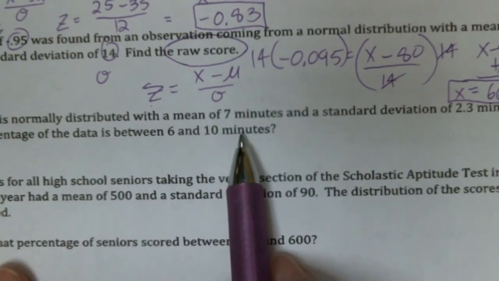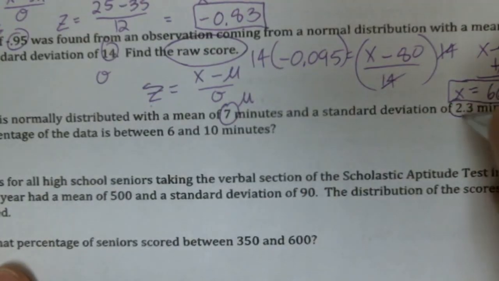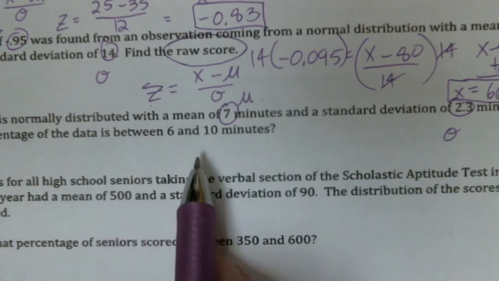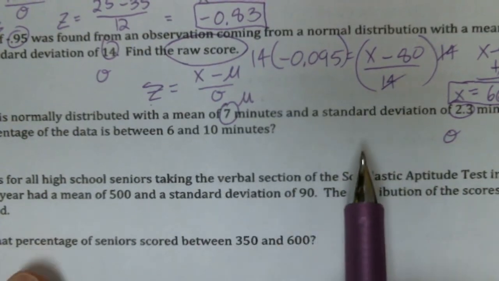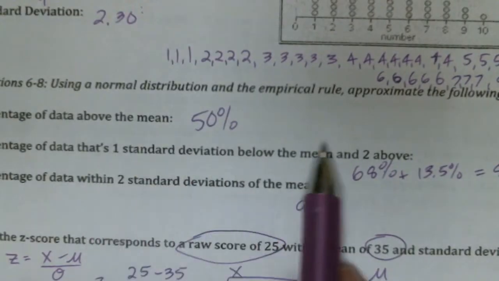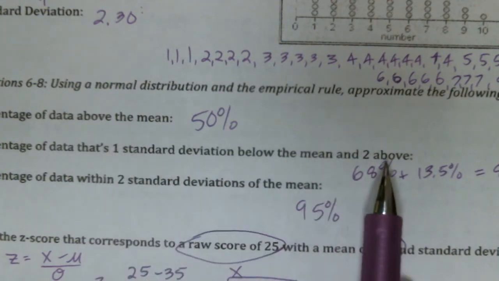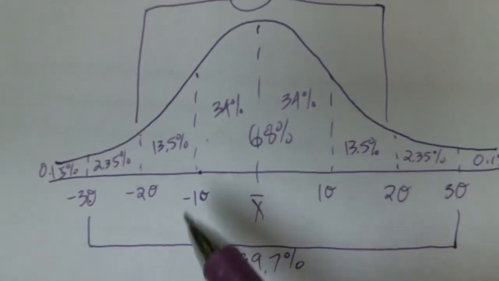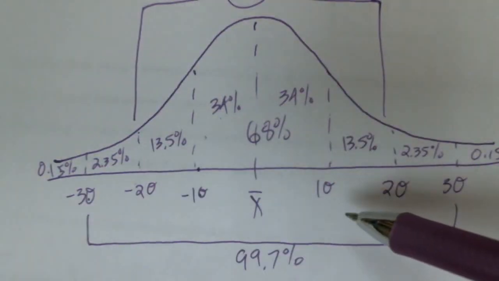Okay, normal distribution with a mean, okay, there's my mu of 7. Standard deviation of 2.3, that's my sigma. And what percentage of the data is between 6 and 10 minutes. Okay. All right. Now, if we're using a normal distribution curve and we've got these nice, pretty standard deviations up here, I'm one lower than the mean, I'm 2 standard deviations above the mean, then yes, guys, you can use this chart. But remember, I taught you guys day one, these values here are approximate values.